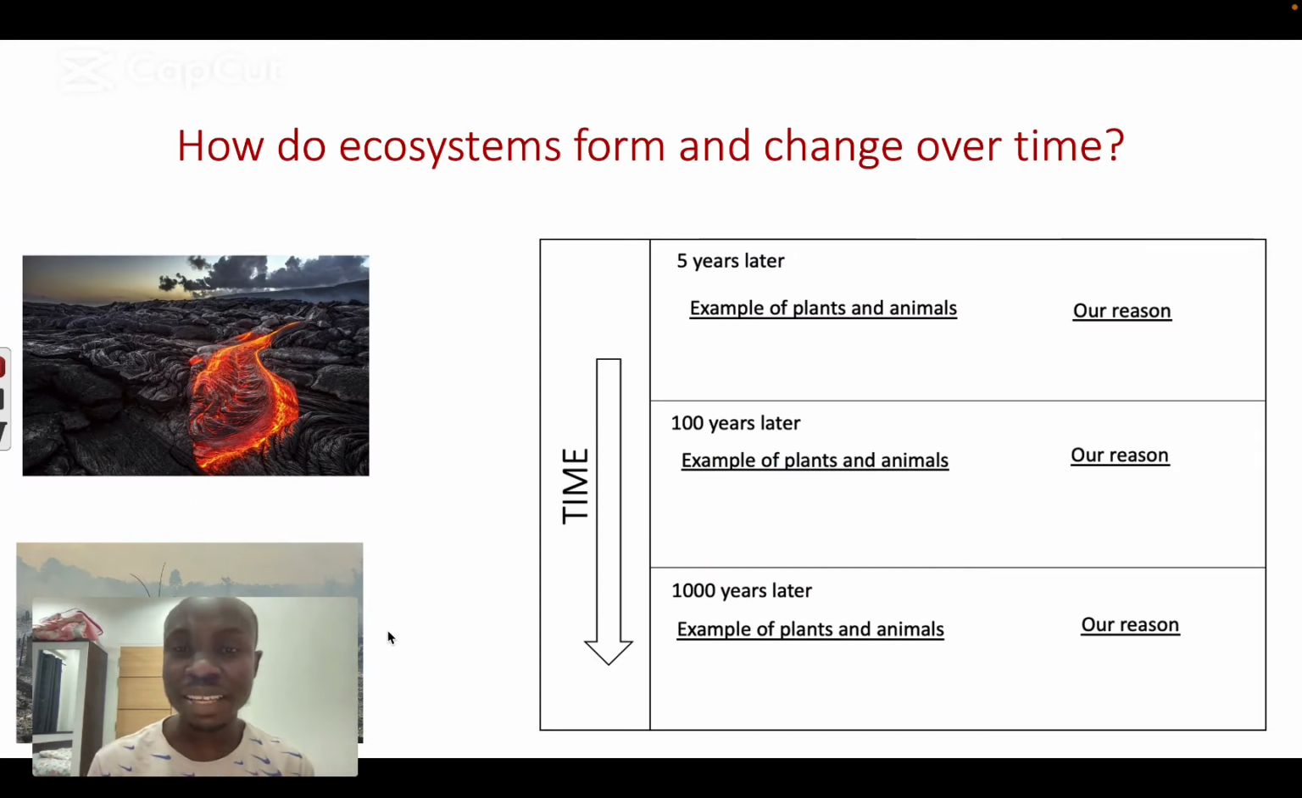So what kind of life will grow here in scenario 1 and 2 over many years? Let's say 1,000 years. And also, what kind of plants and animals do you think we will see in the first 5 years? What about the next 100 years or even 1,000 years? What do you think? You can pause the video and try to think about some examples of plants and animals in the first 5 years, 100 years, or even 1,000 years.